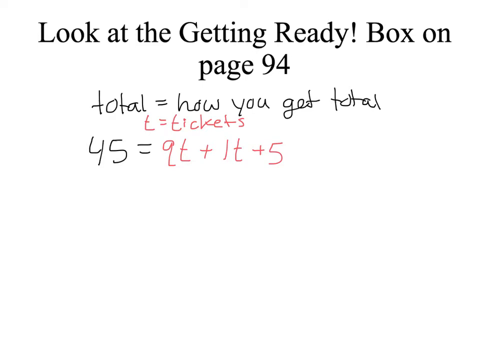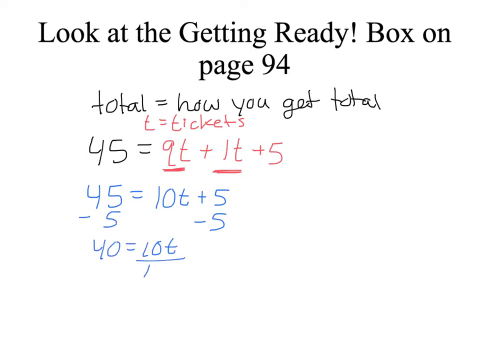Now, see here how what makes this a multi-step equation is you have 9t plus 1t. So we're going to have to combine like terms before we can solve the equation. So this is going to become 45 equals 10t plus 5. And now it's just a two-step equation, so subtract 5 from both sides. 40 equals 10t, divide both sides by 10, and 4 equals t. So how many tickets can you buy? You can buy 4 tickets.